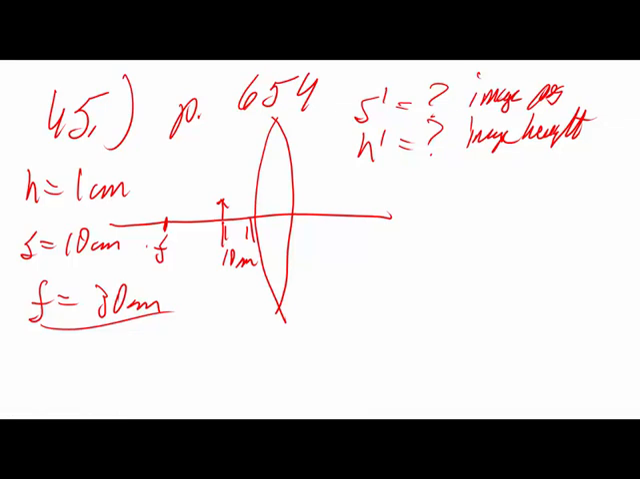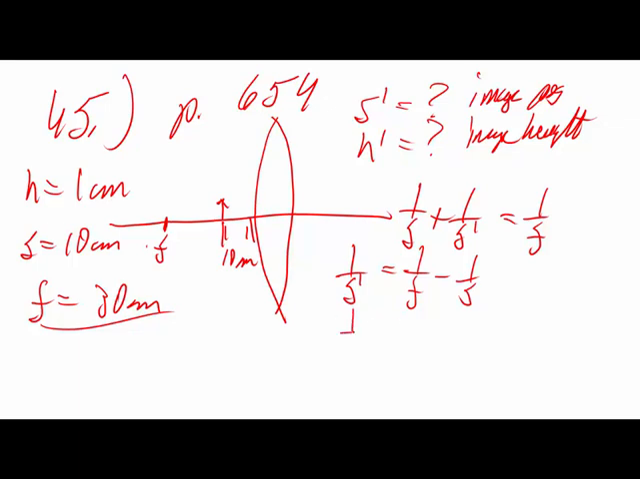We can take our lens equation: 1 over S plus 1 over S prime is equal to 1 over the focal length. Let's solve for S prime. 1 over S prime is equal to 1 over the focal length minus 1 over S. Let's plug everything in. 1 over S prime is equal to 1 over 30 centimeters, and we don't have to convert to meters because the ratios are the same, minus 1 over S, and S was 10 centimeters.